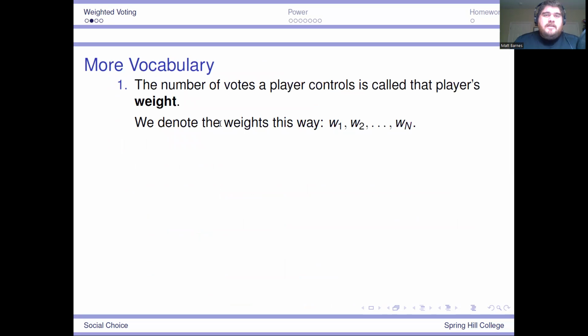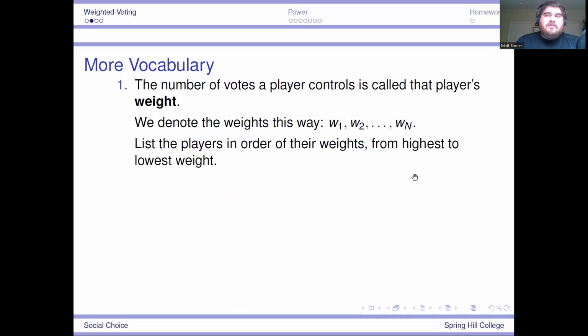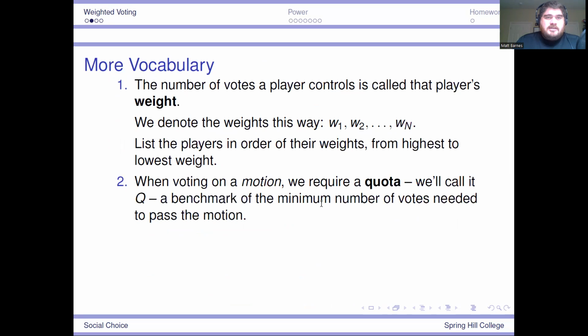So the actual weight in our weighted voting system comes down to how many votes a certain player controls. And so we're going to denote that in a very similar way. We're going to use lowercase w to indicate the weight, and then the same index as the player. So player one will have a weight of w1, player two will have a weight of w2, so on and so forth. Right. So we're going to list the players in order of weights from highest to lowest.